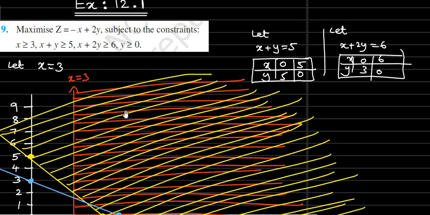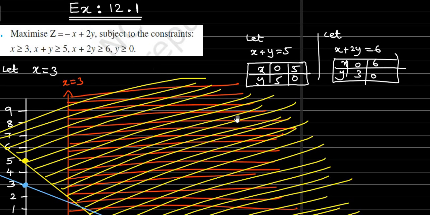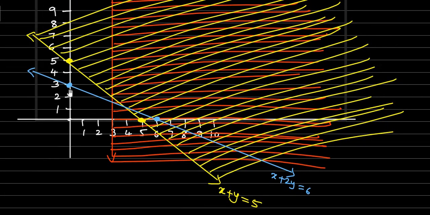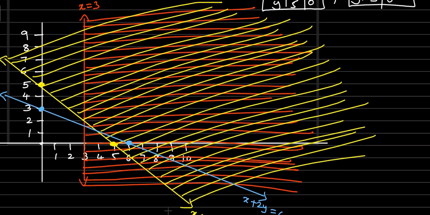So 0 comma 0 I am going to check, substituting 0 in place of x and y. Then 0 plus 2 times 0, which is 0 again, right? Then is 0 greater than or equal to 6? Is that condition true? No, this is false, right? Then obviously we don't have the solution this side. For the blue line, we don't have a solution on the lower side. So we have a solution on the upper side only. So shading now the upper side.